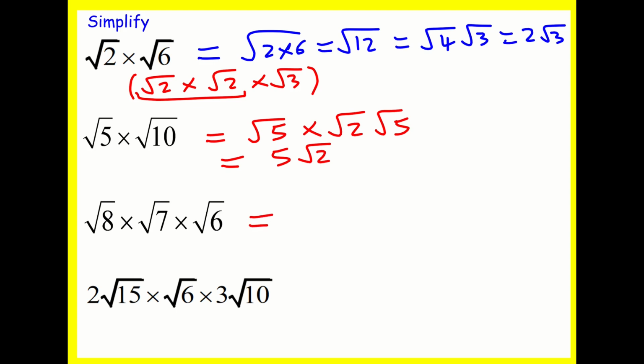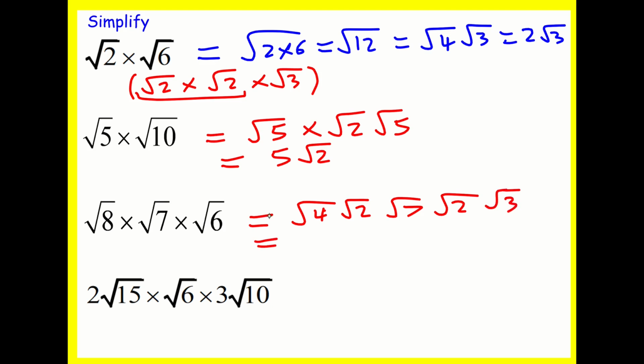And why is this method good? Because I don't really want to be doing 8 times 7 times 6. It's not going to take that long. But check out what I can do. I can actually write it. I think it's best to simplify the root 8 straight away. So it's going to be root 4 root 2. That's the square number that goes into it. Then I've got root 7. Then I could write root 6 as root 2 times root 3.